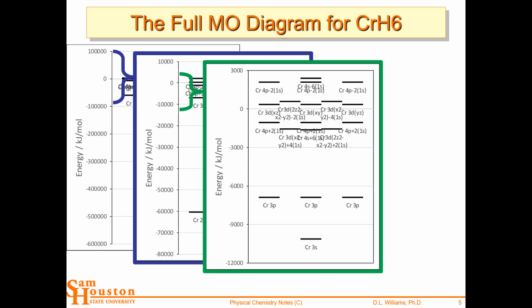So the chromium has the 1s orbital, the 2s, the 2p, the 3s, the 3p, all of those are buried down inside the electron cloud. They don't even know there's hydrogens out there. They're not bonding, they're not participating. So let's zoom in one more time and get this whole valence region on the chromium.